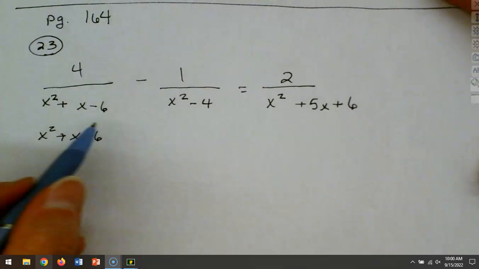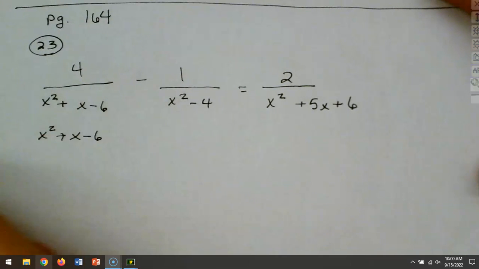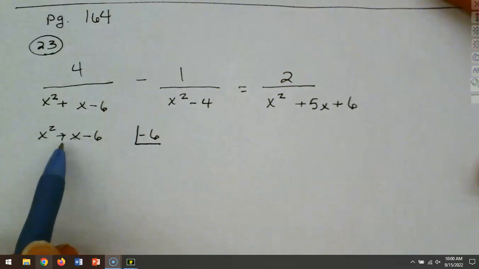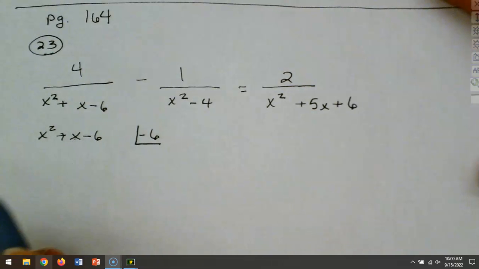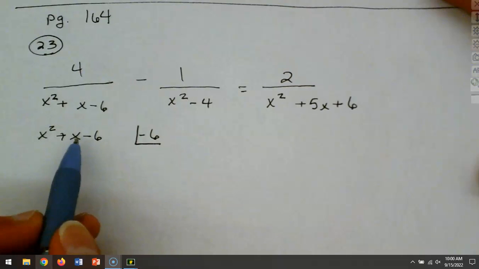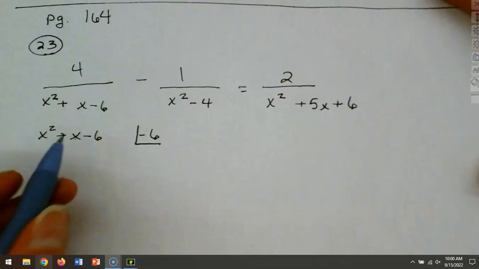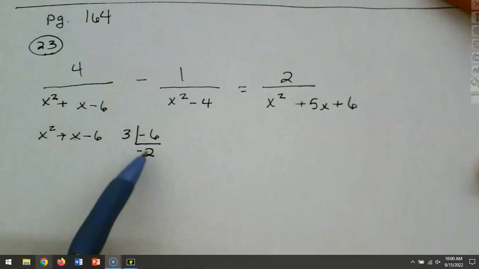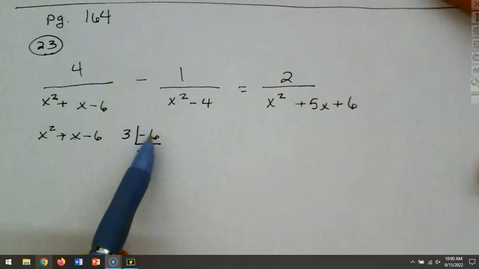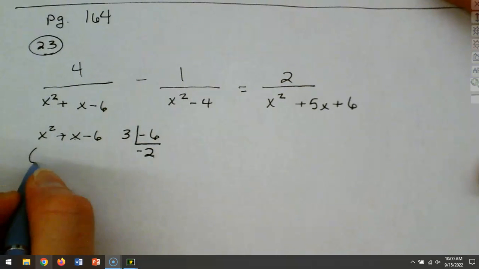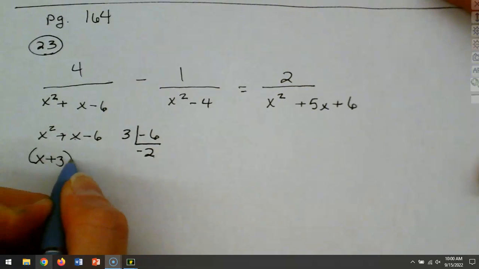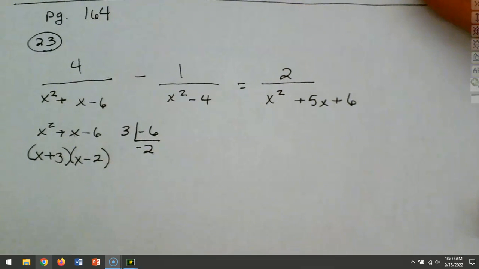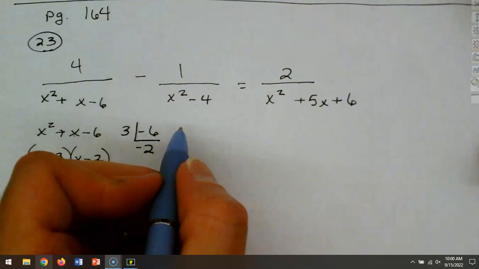So we're going to factor these out. If I want to factor this, first times the last, and these factor out nicely, that's a -6. And what two numbers multiply together to give you -6 and subtract from each other to give you 1? We're going to use a +3 and a -2, right? Because those multiply to give you the -6, and subtract to give you the 1. So that's going to factor into x plus 3, x minus 2. So what we're doing is simply factoring these denominators.